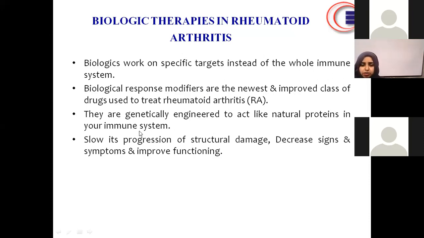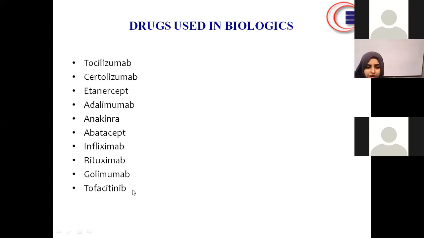बहुत boring लग रहा है ना biological therapies. Now I will tell you why it is not very boring, and it is something very important. They are genetically engineered to act like natural proteins in your immune system. ठीक है, slow its progression of structural damage, decrease signs and symptoms and improve function. अब हम देखते हैं. Okay, so why I was telling you that these drugs are very important is because tocilizumab is something, again, a drug of choice in which disease? Tocilizumab.